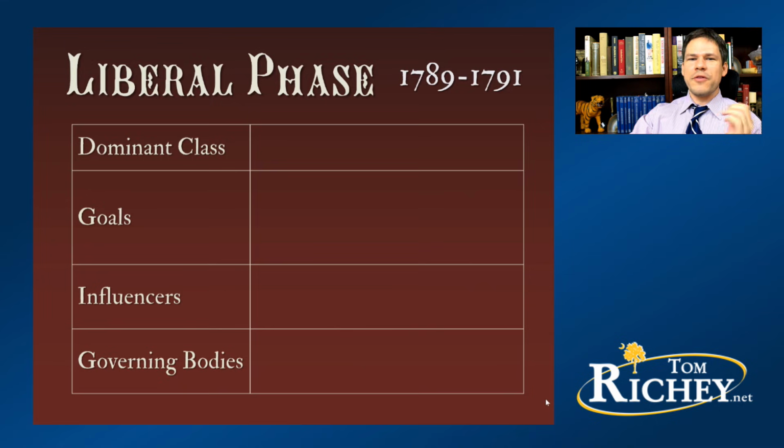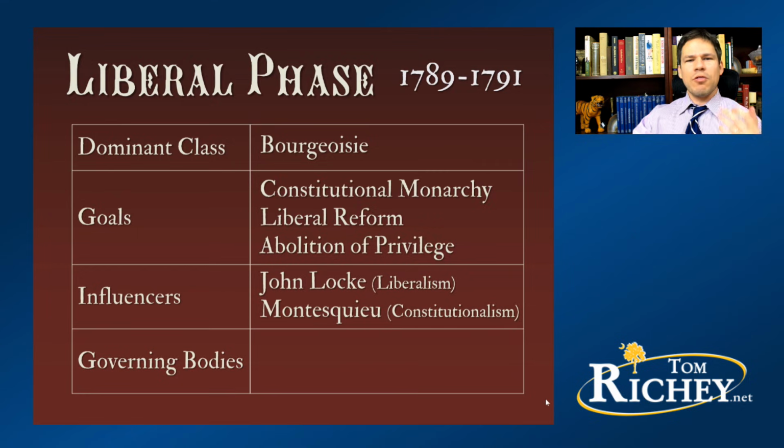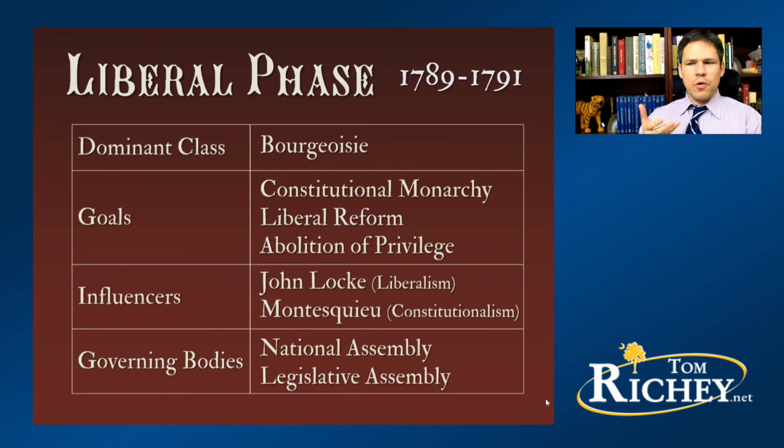So first of all, let's review the liberal phase. You go from the dominant class being the bourgeoisie, the goals really being that of a constitutional monarchy, liberal reform, and the abolition of privilege. Your primary influencers being Locke and Montesquieu, really your more temperate and in a lot of ways more sane kind of Enlightenment era philosophers. And the governing bodies during the liberal phase were the National Assembly and the Legislative Assembly.